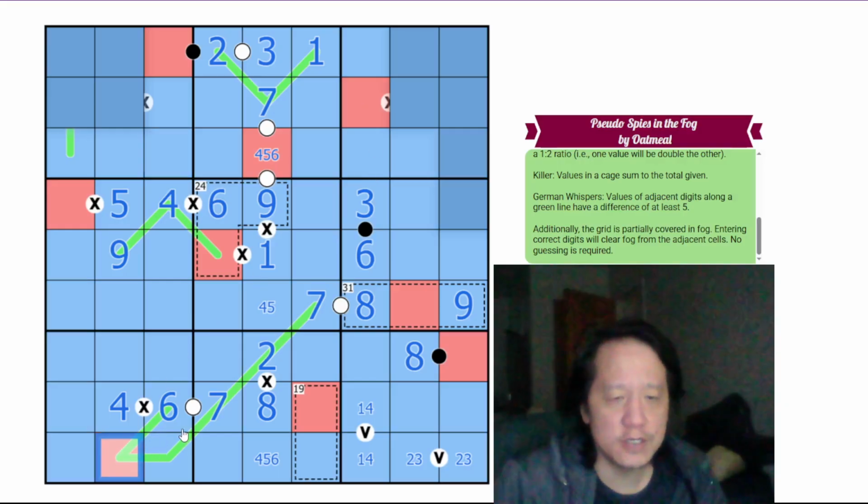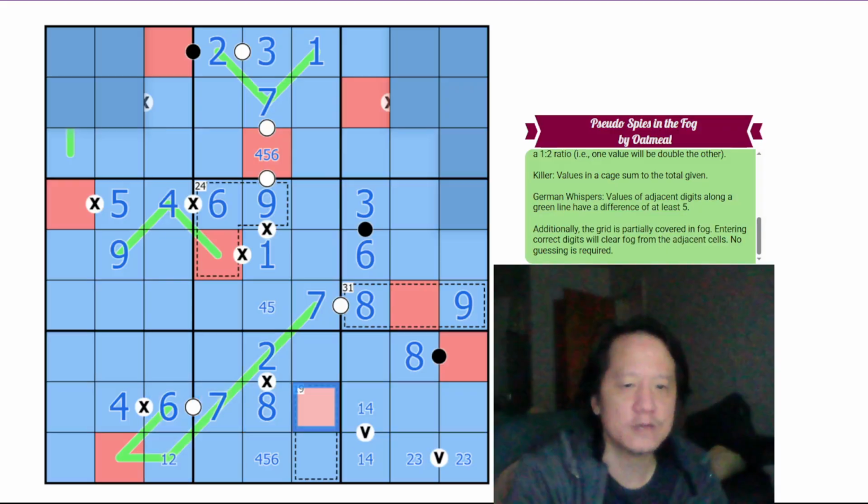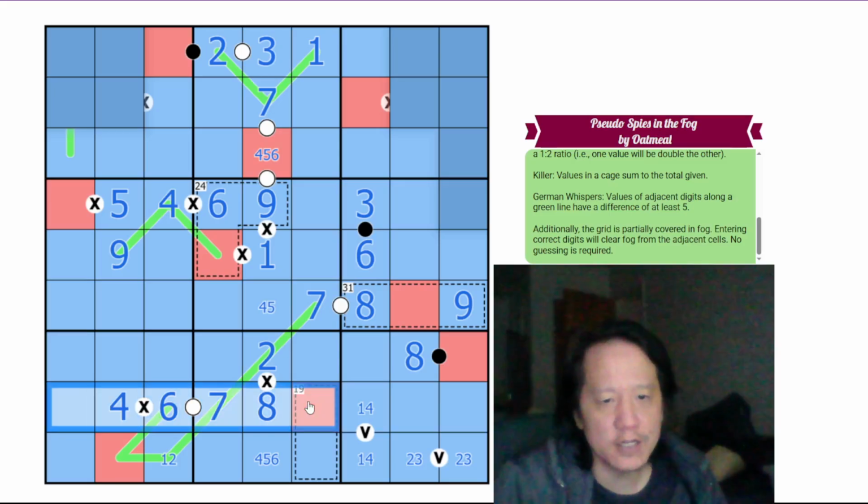Pseudo digit here is 9 plus 2, which is 11. So 11 has to be next to, well, this digit has to be 5 or more away from 7. So it's 1 or 2. Good. This is pseudo digit 8 plus 6 is 14. 14 plus 5 adds up to 19.